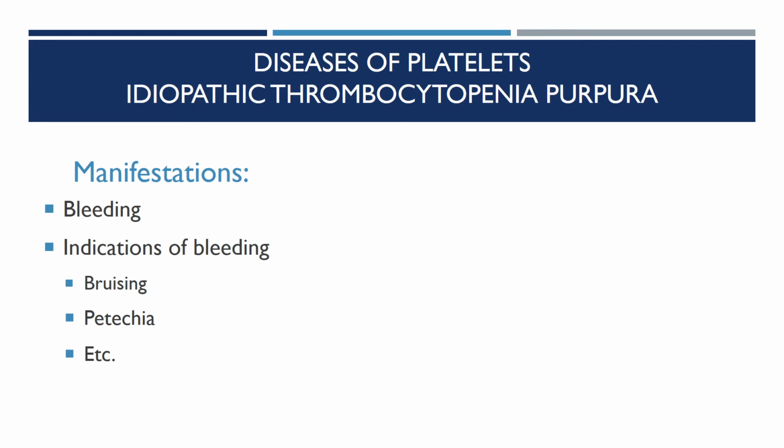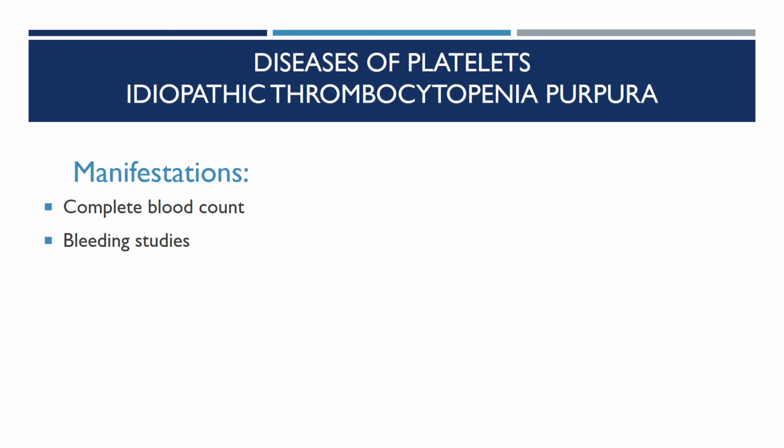How's it going to manifest? Well, obviously bleeding. This is the primary indicator. Bruising and formation of petechiae can be indications of bleeding. Okay. And actually the purpura is going to be a bigger component. It's pretty much just going to be like a big bleed underneath the skin.